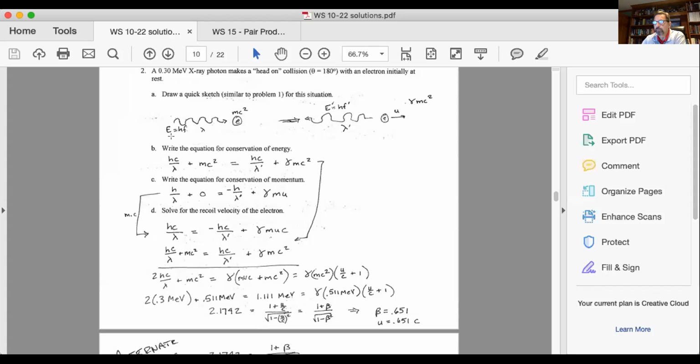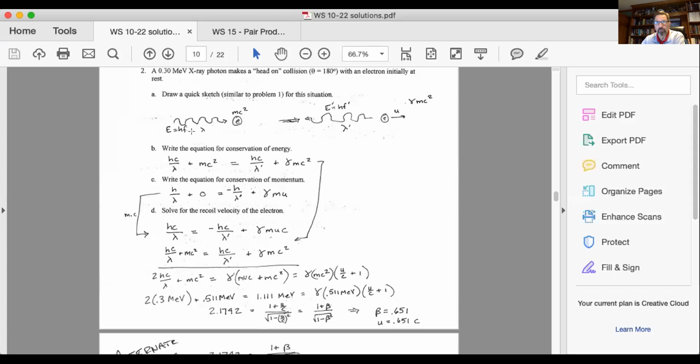Before, I have the energy of the incident photon and the electron sitting there at rest. And then afterwards, I have the electron going off with some speed u, and my job is to figure out what that speed u is. And the photon gets bounced back 180 degrees, just like in the animation a second ago. The only thing we know about this problem to start with is the energy of the incident photon, and we're told it's an X-ray. We're told it's 0.3 MeV.